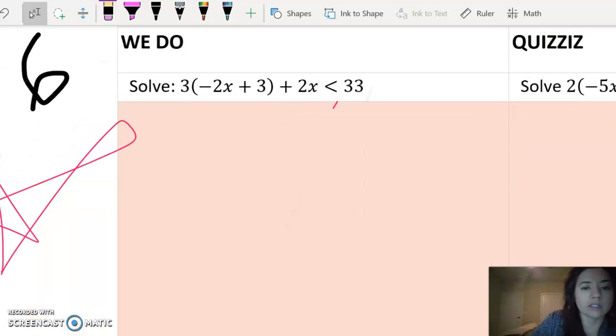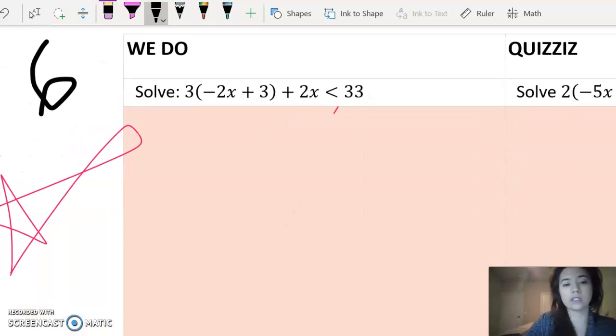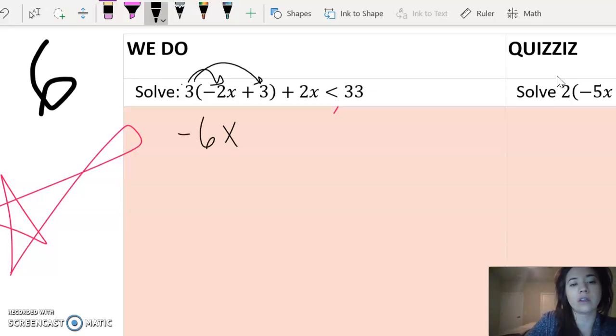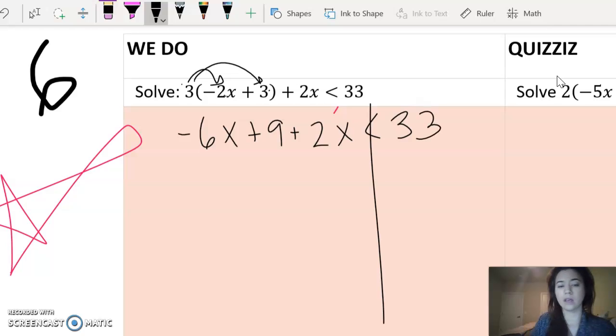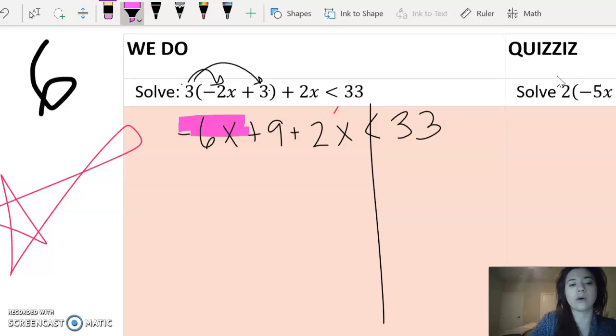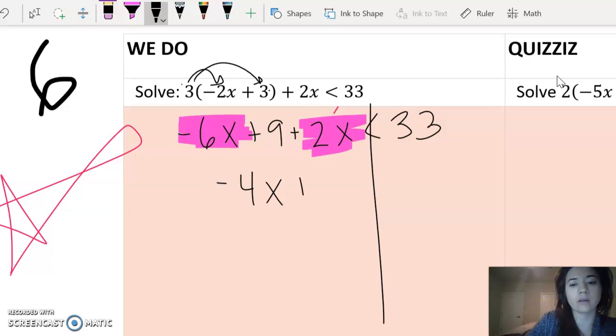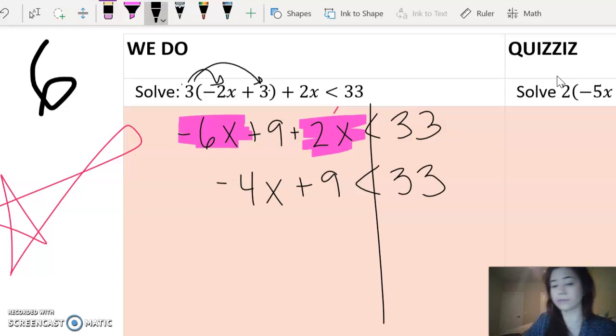So let's go ahead and get this started. So we're going to first, I see a 3 outside of my parentheses. So I'm going to distribute that first. 3 times negative 2x is negative 6x. 3 times 3 is 9. Plus 2x is less than 33. Now we can combine like terms, so everything with an x we can combine together. Negative 6x plus 2x is negative 4x plus 9, and that is less than 33.